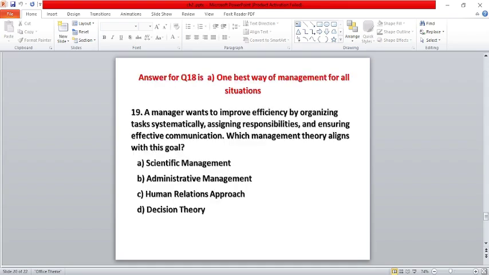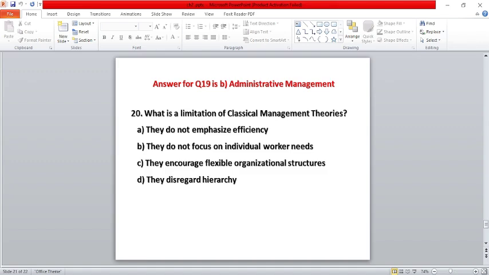Question number 19. A manager wanted to improve efficiency by organizing tasks systematically, assigning responsibility, and ensuring effective communication. Which management theory align with this goal? A. Scientific management. B. Administrative management. C. Human relation approach. D. Decision theory. The answer for this question is B. Administrative management.